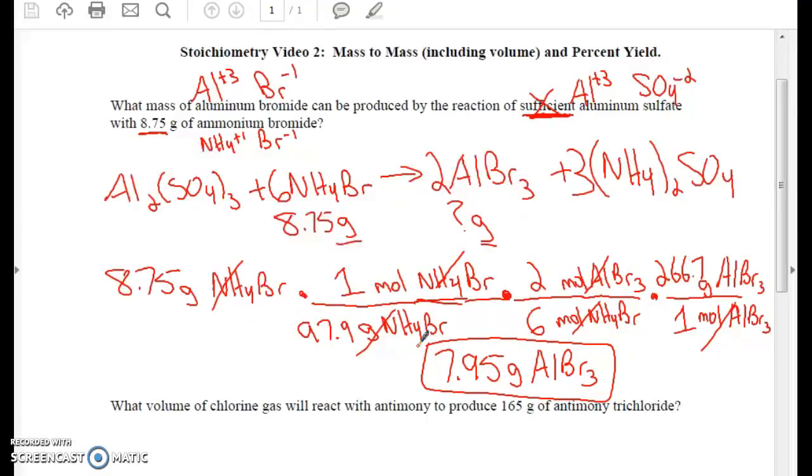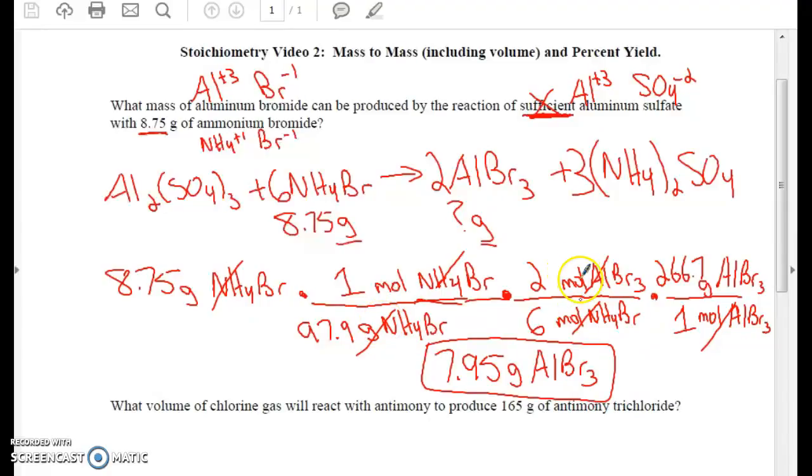So all these stoichiometry problems are going to be done basically the same way. The first step is going to be a conversion factor. That is going from the grams of whatever compound you're given first to moles of that same compound.